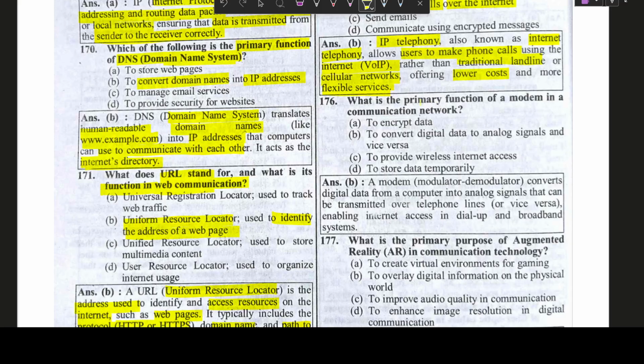So what is the primary function of a modem in a communication network? Modem. So it converts digital data to analog signals and vice versa. Modem, modulator and demodulator, converts the digital data from the computer into analog signals that can be transmitted over the telephone lines, or vice versa, enabling internet access in dial-up and broadband systems.